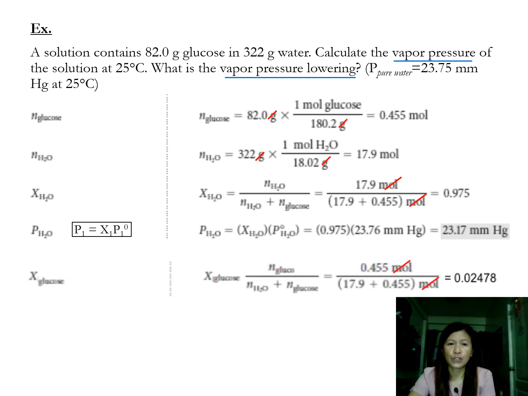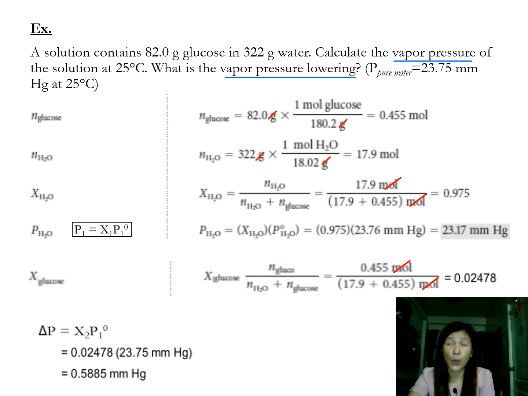Let's calculate the mole fraction of the solute. Earlier we computed the mole fraction of the solvent, which is 0.975. This time we compute the mole fraction of the solute, which is glucose. What is moles of glucose divided by moles of the solution? The answer is 0.455, the number of moles of solute, divided by the sum of the moles of solute and solvent. We will have 0.02478. So this is the mole fraction of the solute.